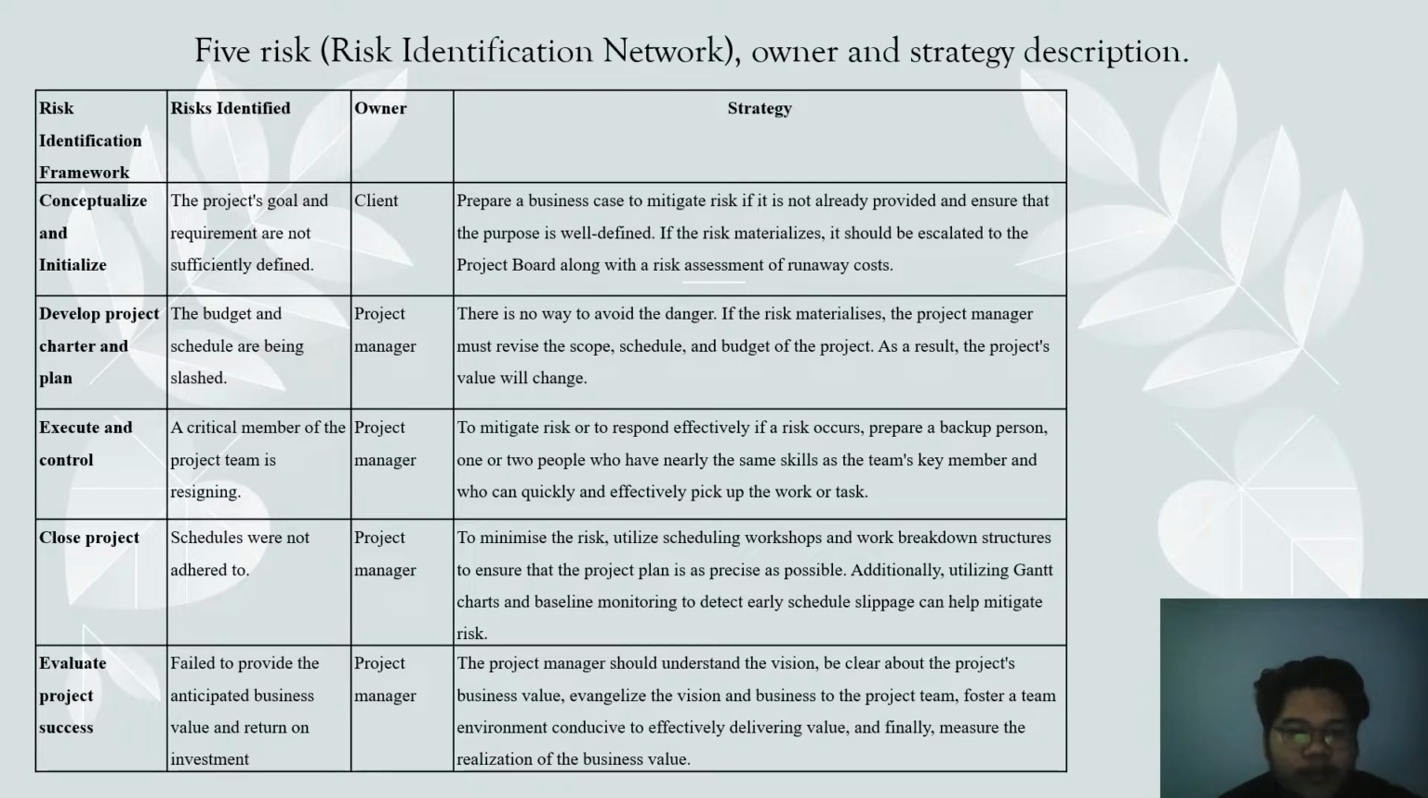Next, risk identification framework in execute and control. The risk identified is a critical member of the project team is resigning. The owner of the risk is the project manager. The strategy is to mitigate the risk or to respond effectively if a risk occurs. Prepare a backup person, one or two people who have nearly the same skill as the team's key member and who can quickly and effectively pick up the work or task.